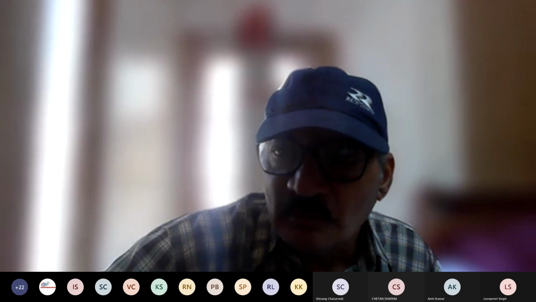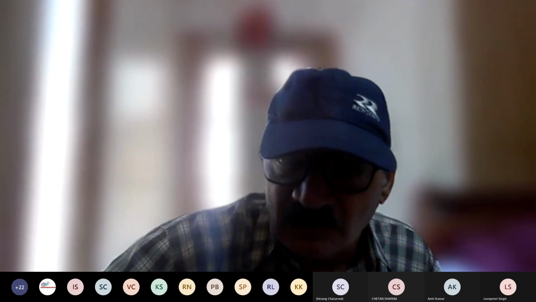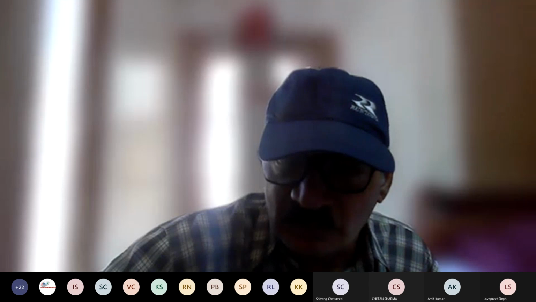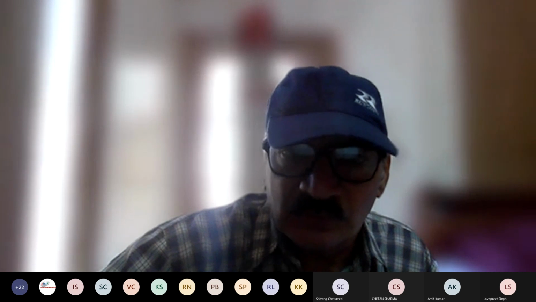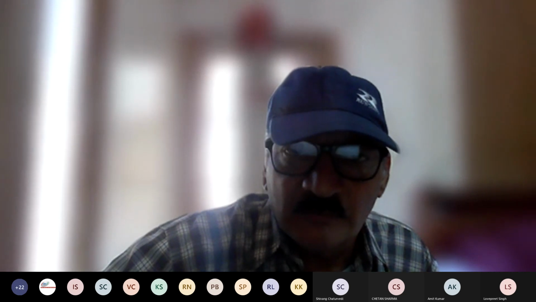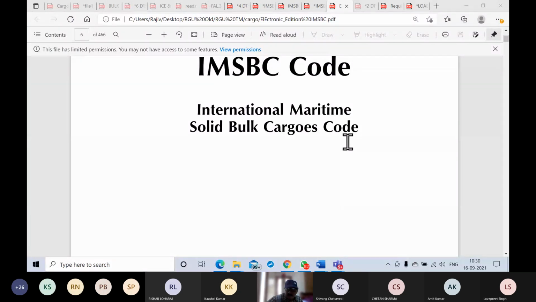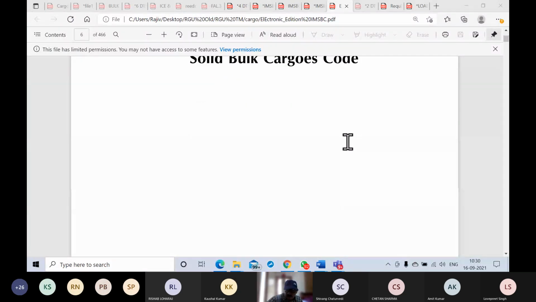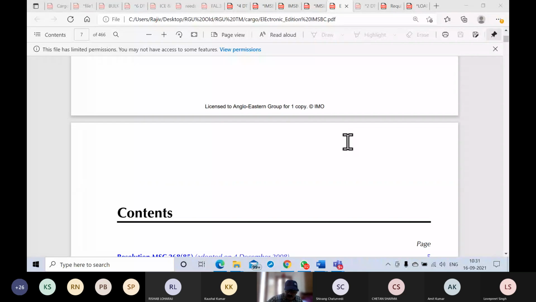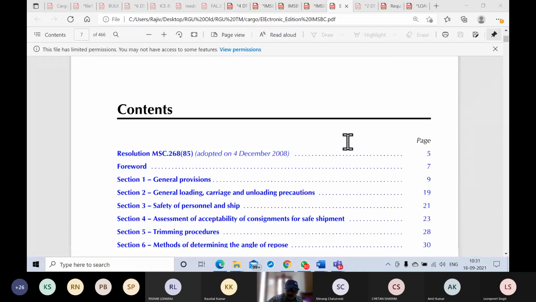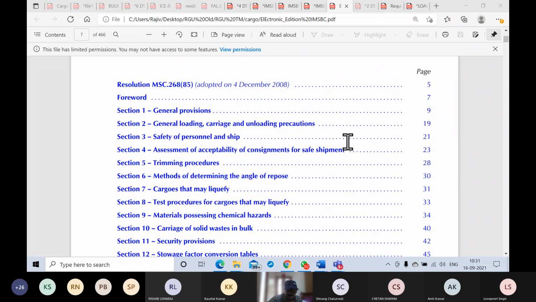Now, if you will recall, yesterday we had started our introduction to the IMSBC code. This is a cargo session, so we continue with that. We had a small talk about it yesterday, and now we can continue. Quick look at it section-wise.